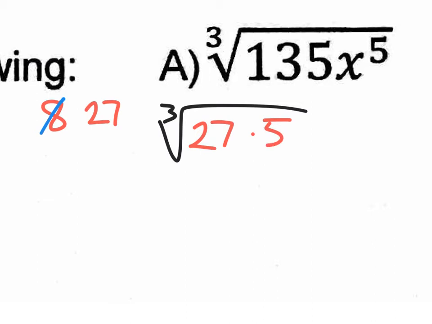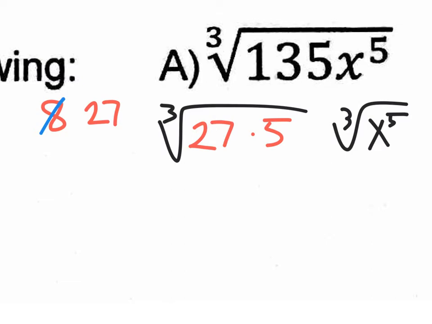Now, why would I do that? Well, because 27 is a perfect cube number. Okay, and you know what? The x to the fifth, I'm just going to write it over here on the side. It's the third root of x to the fifth. I'll deal with that later. Let's first deal with the number that's out in front. So again, 135, we rewrote that as 27 times 5, and we figured that out with the calculator.